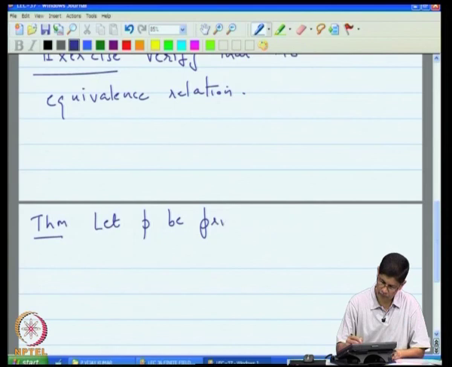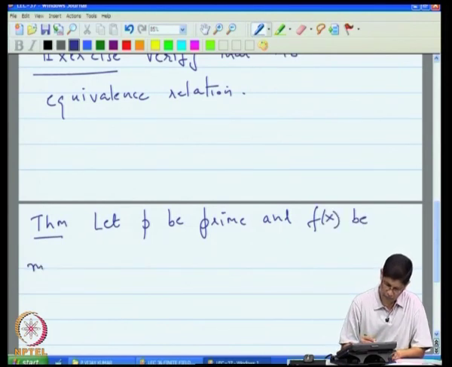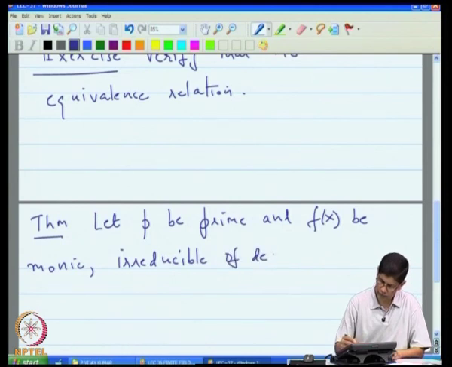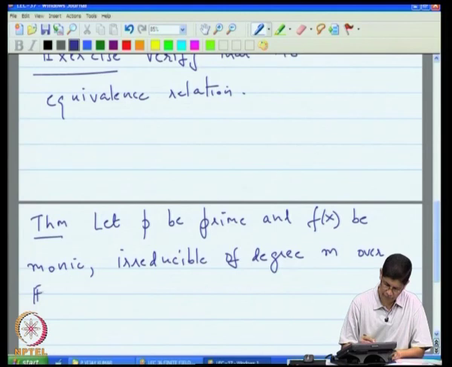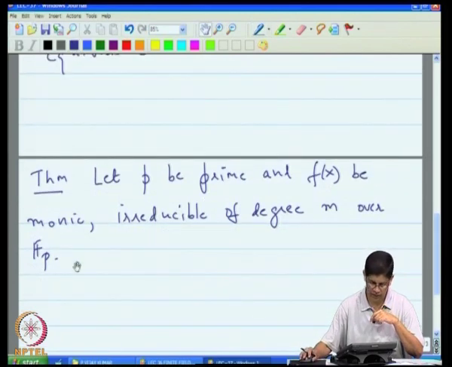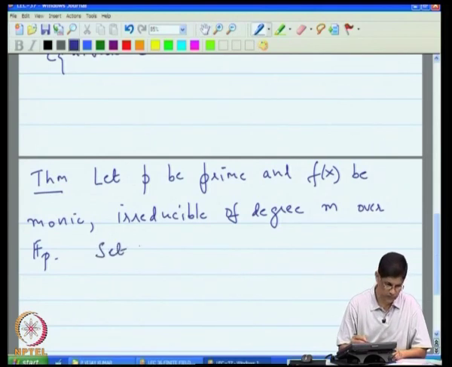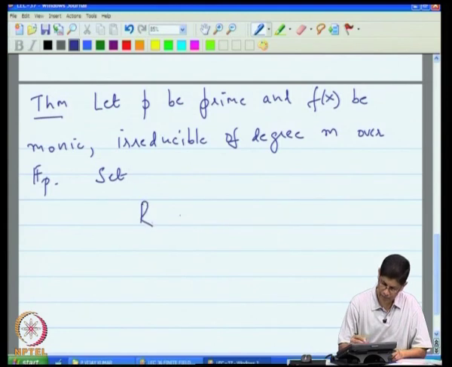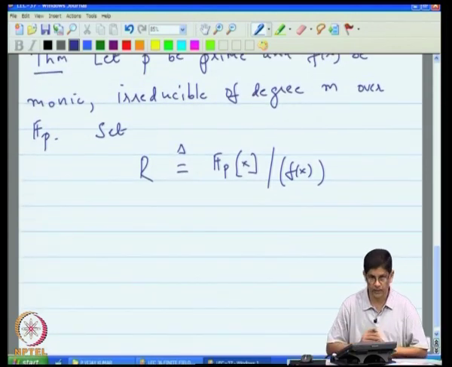Let p be prime and f of x be monic irreducible of degree m over F_p. When you say that a polynomial is over F_p, what you mean is that the coefficients of the polynomial lie in F_p. Now we define R to be F_p of x modulo f of x. We know that this is a collection of equivalence classes.